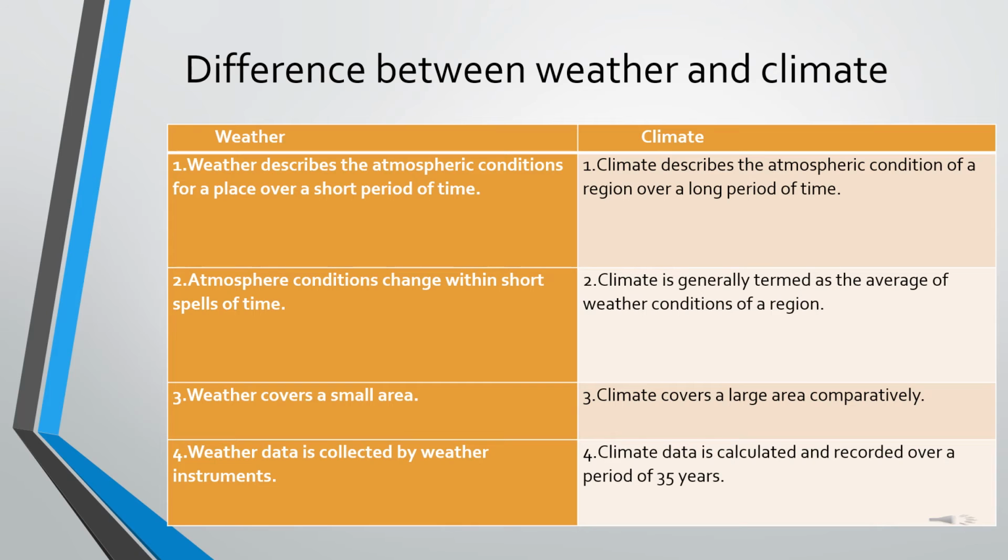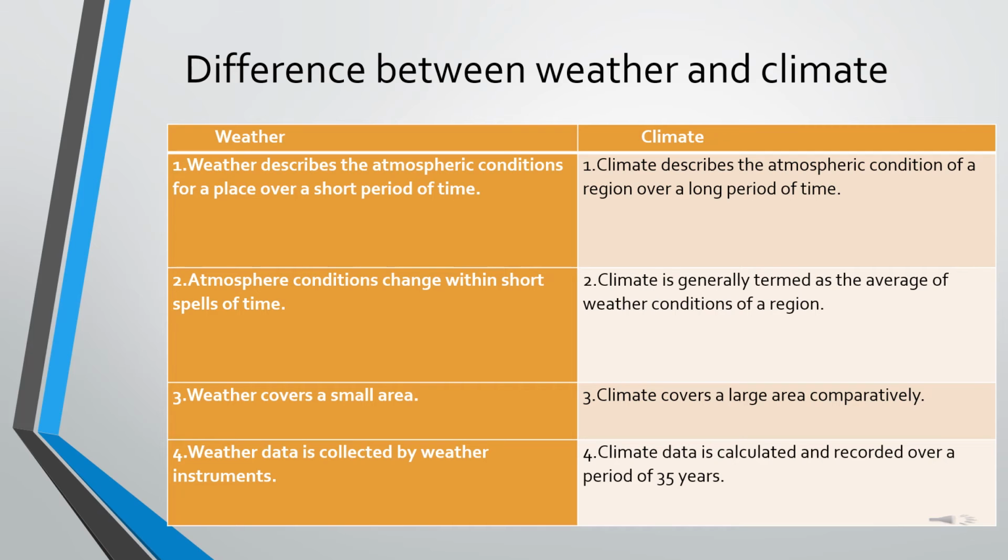The second is atmosphere conditions change within a short spell of time. Suppose right now we are having the rainy season outside and we are enjoying the rain, and after 1 hour, or half an hour, or 10 minutes the rain can stop and we can see the sun and enjoy the sunny day. But climate is generally termed as the average of the weather conditions of a region that cannot change in a short period.